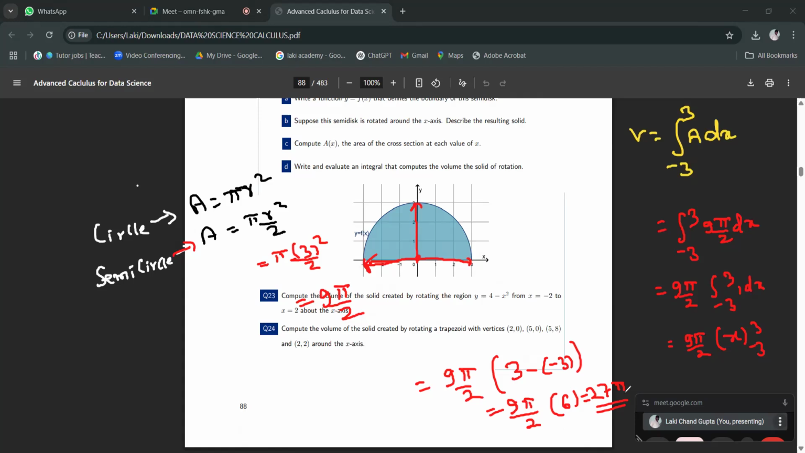Why does it become 6? Because you have to put the upper limit, 3, minus the lower limit. So the lower limit is already minus and there is one more minus. So minus minus becomes plus, right?